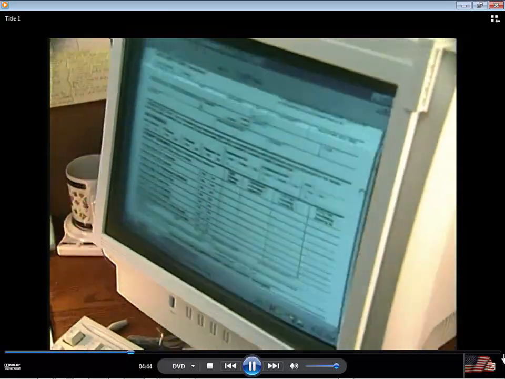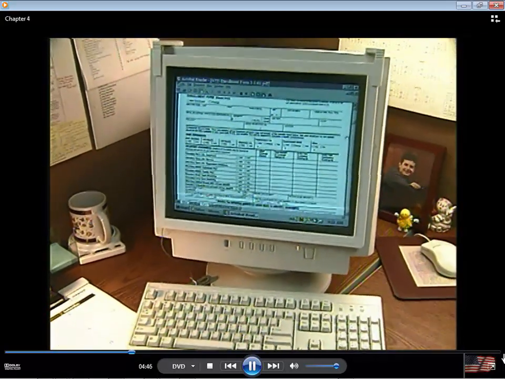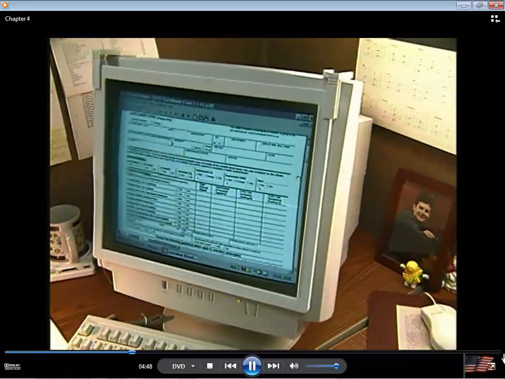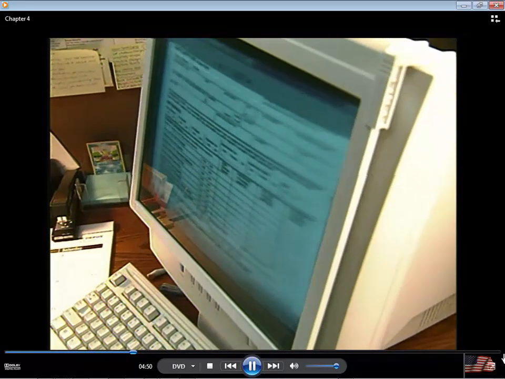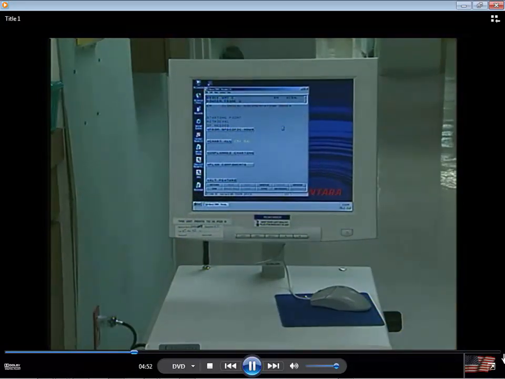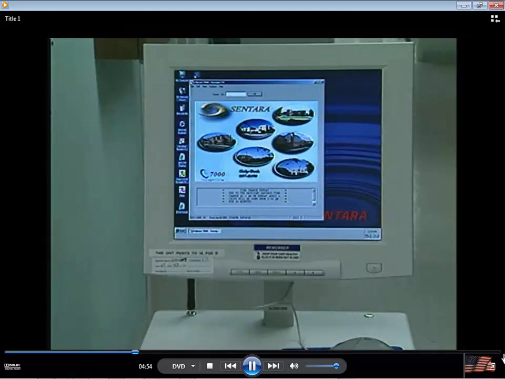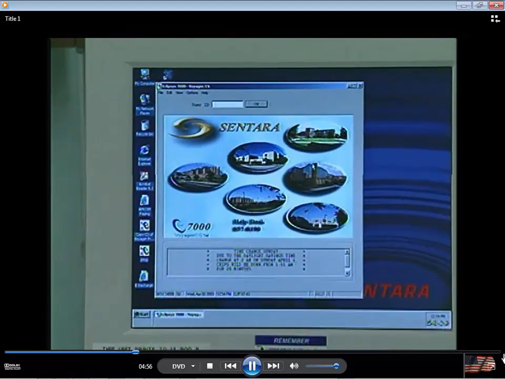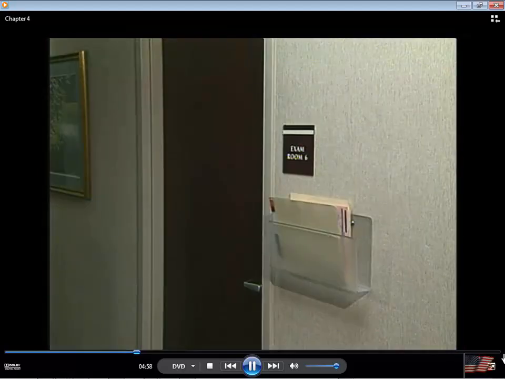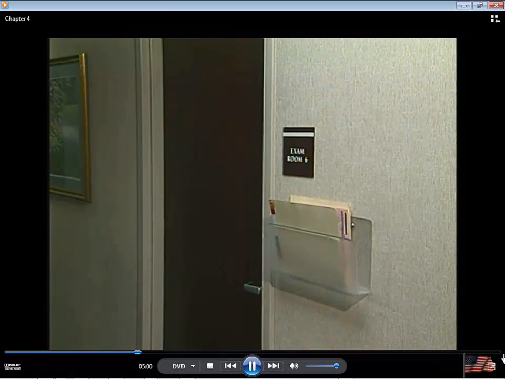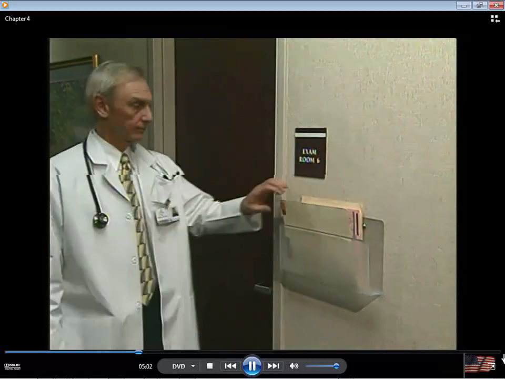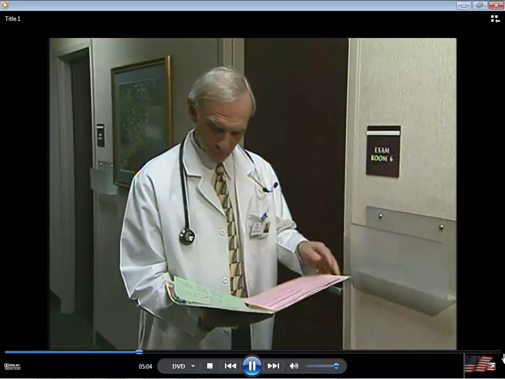Special computer screens can be used to prevent anyone from reading information unless he or she is directly in front of it. Some screens can automatically log off if a terminal is not used within a set time frame. This chart is sitting unattended outside an exam room. Permitted or not permitted? You're correct if you said permitted.